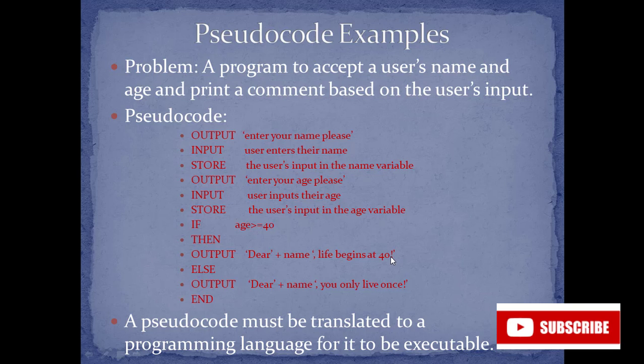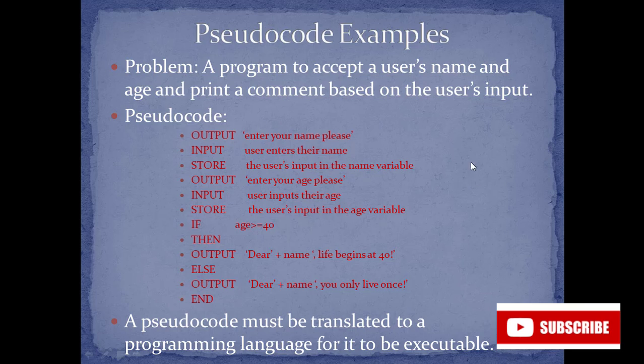Peter is 12. So the second condition is else, meaning if the user's age is not greater than or equal to 40. In this case, the program should display to Peter, "Dear Peter, you only live once." That means Peter should make the best of the time he has while he is young, and then the program comes to an end.